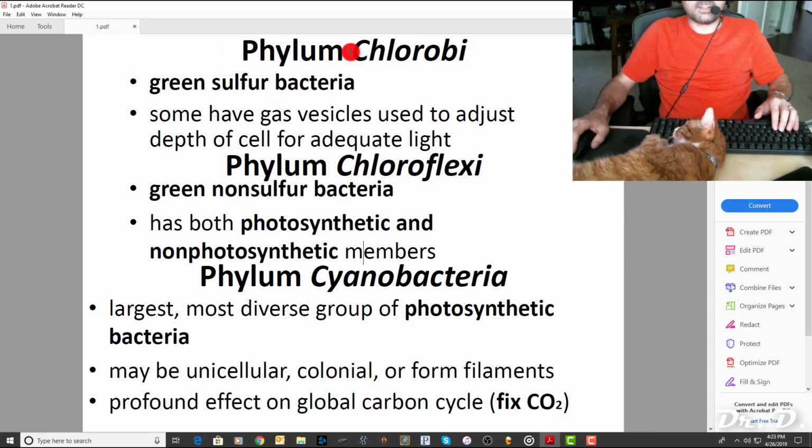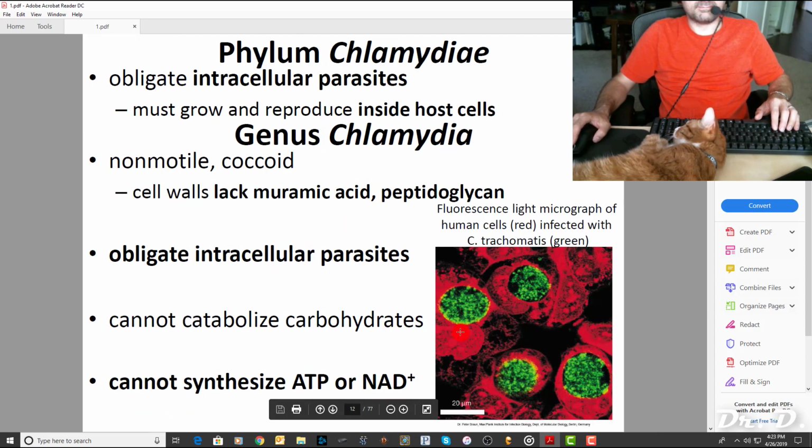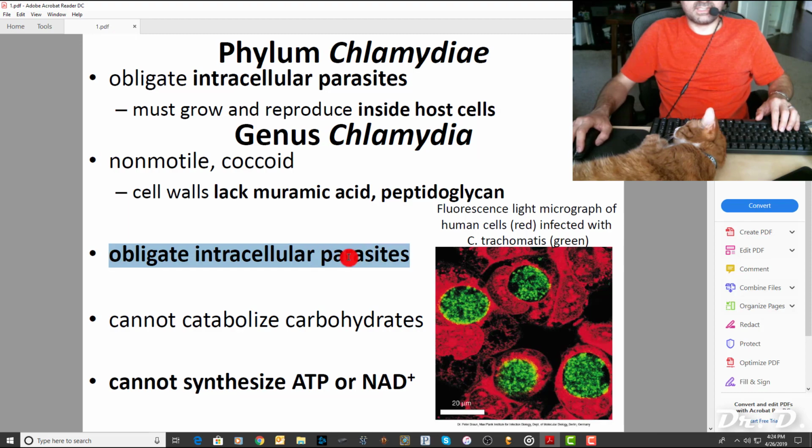For phylum Chlorobi, I just want to know that they are green sulfur bacteria. Phylum Chloroflexi, I want to know that they are green non-sulfur bacteria. For Cyanobacteria, I want to know that these are photosynthetic and responsible for much of the carbon fixation on the planet. For the phylum Chlamydiae, I want to know that they are intracellular parasites, which include Chlamydia, which causes the disease chlamydia. You need to understand that these are obligate intracellular parasites.